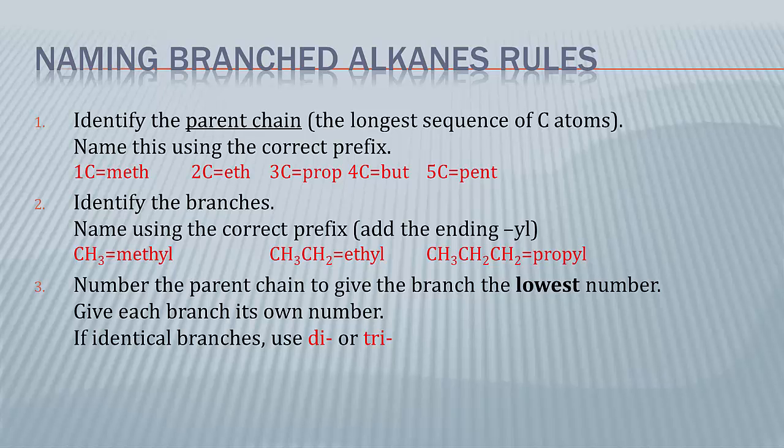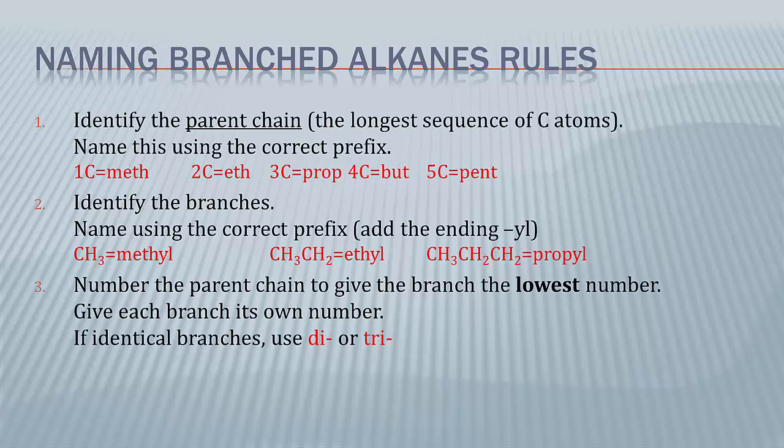The last thing we'll look at is how we name these branch chain alkanes. Here are a series of 3 rules that we use. You should take a moment here to pause, write these 3 rules out, or take a screenshot, and we'll be using those rules in the next slide. The first thing is to identify the parent chain, which is the longest sequence of carbon atoms we can identify, and we name these using our correct prefixes.